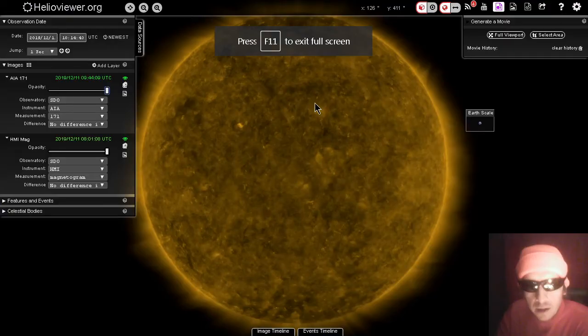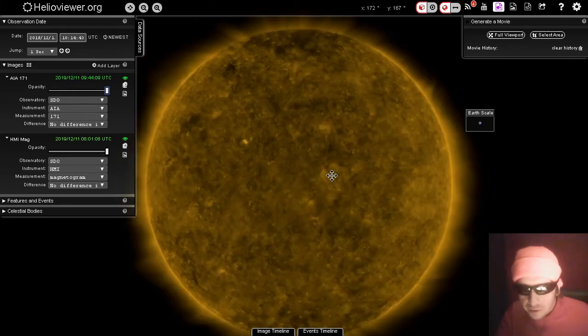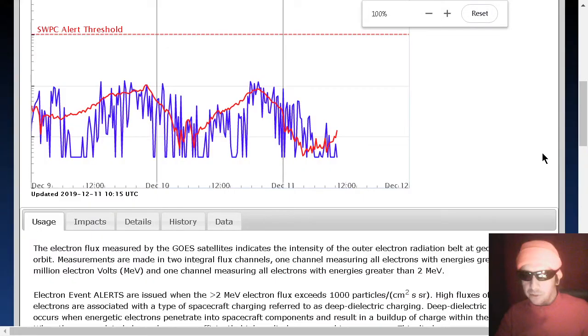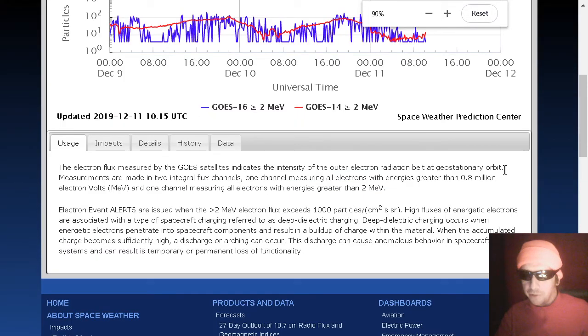All right. So there's the view from HelioViewer. Fade that out again. 171 angstroms shows great magnetic looping. And we do see some activity picking up at the same time as a 10.7 centimeter radial flux. Regarding the electron flux, it's pretty cratered here, folks. And I don't know why it's zooming. There you go. There's the electron flux, quite cratered there.